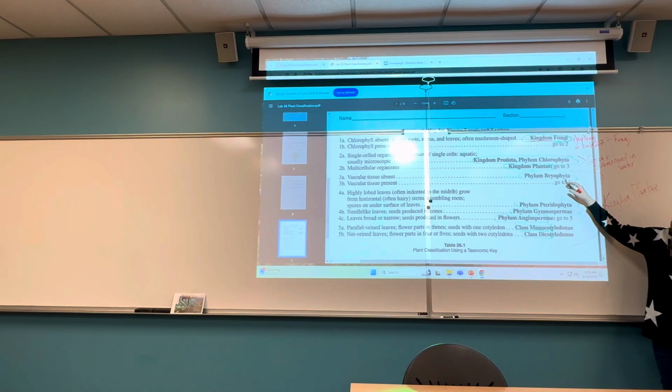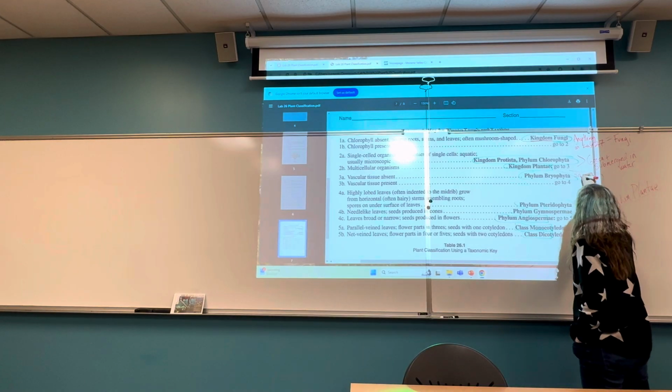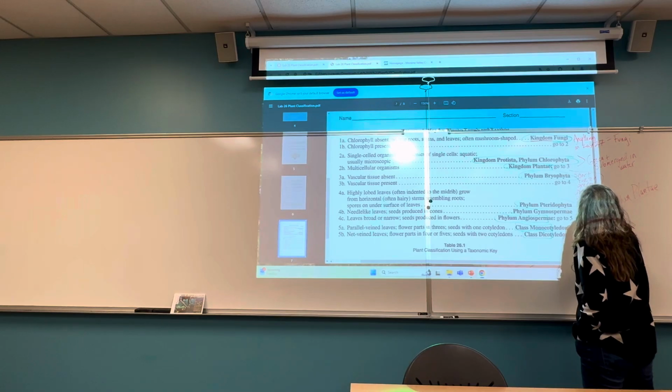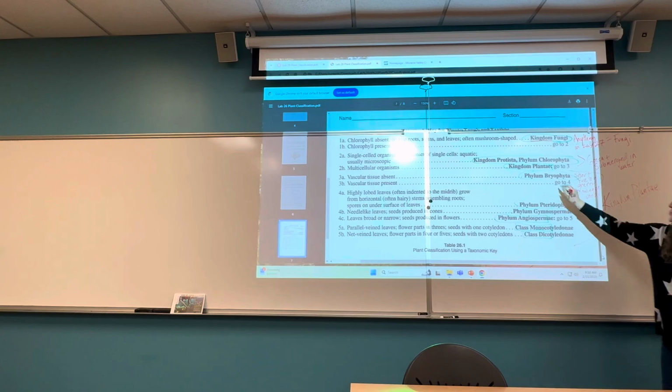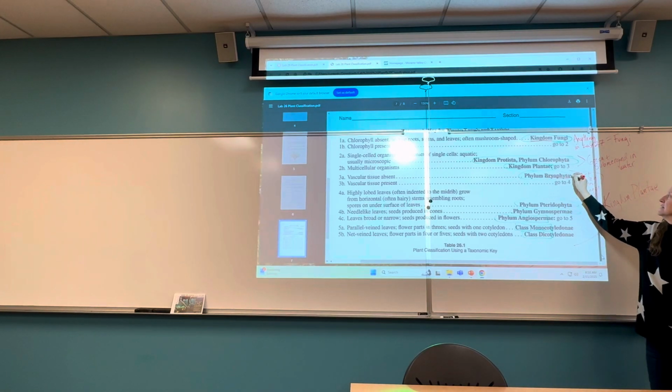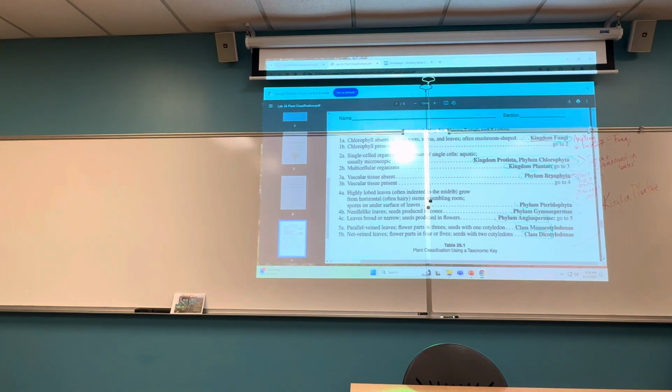The Bryophyta plants are really, really short. They will be growing on a log, like a piece of wood. So short, fuzzy, green. So the bryophytas: short, fuzzy, green, growing on a log.